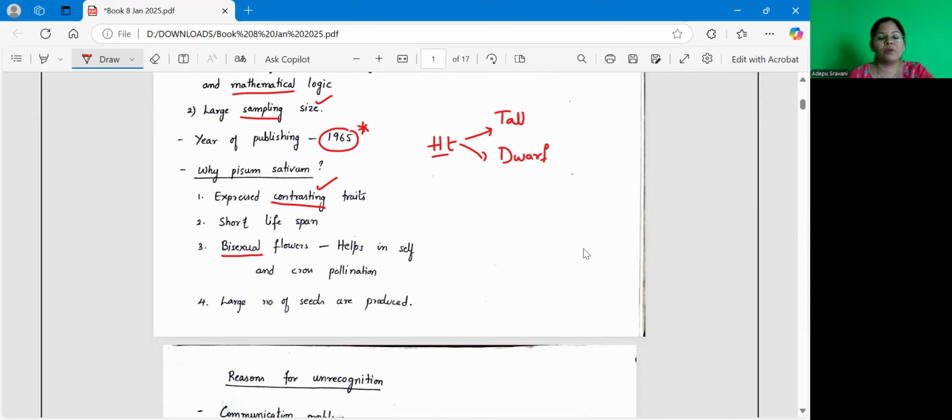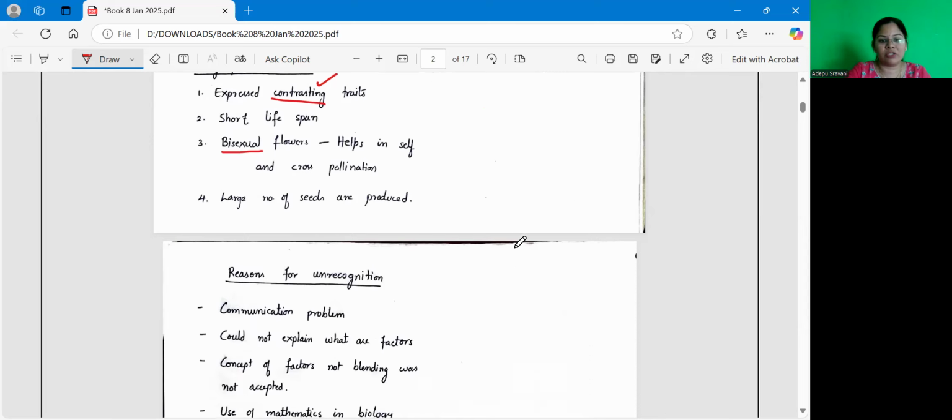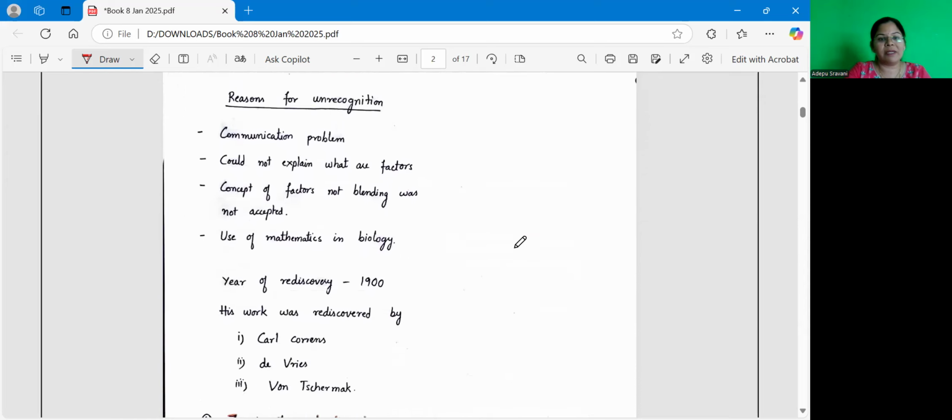Next, we'll discuss what were the reasons for his non-recognition during Mendel's time. See, during Mendel's time, we didn't have communication, like we didn't have cell phones, we didn't have social media, like what we have nowadays. So because of that, that is the communication problem, he could not publish his research work all over the world. And he could not explain what exactly the factors are. Whenever he was giving the laws, he was explaining everything in terms of factors.